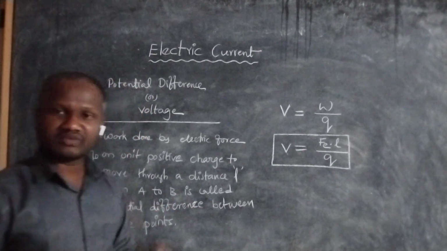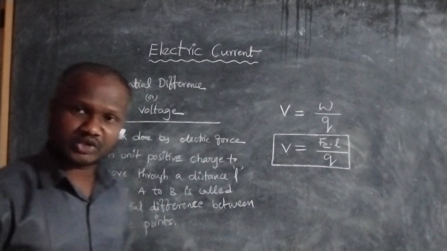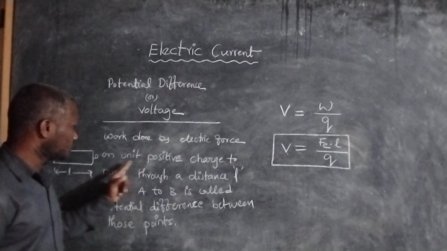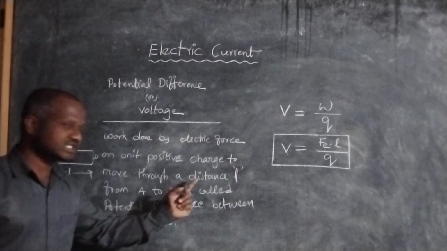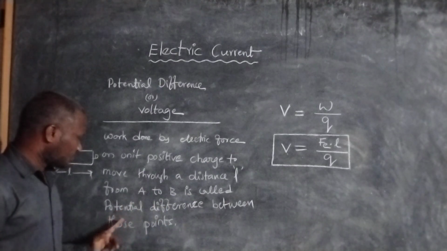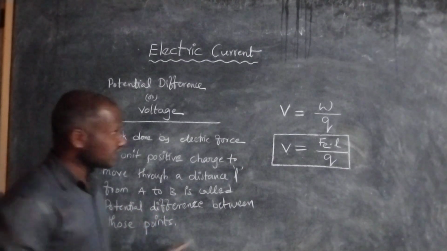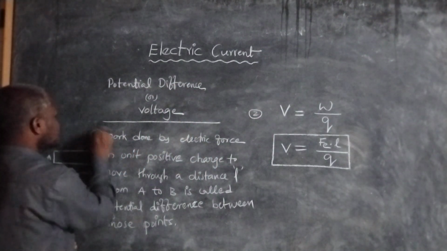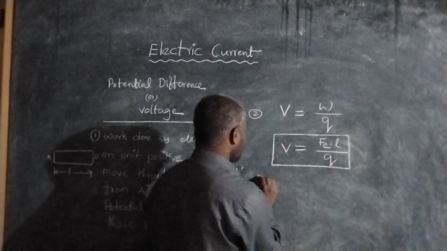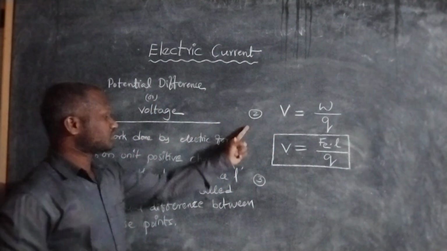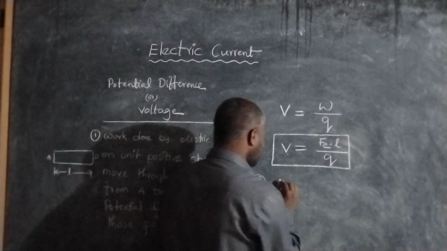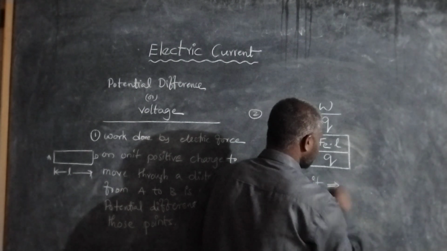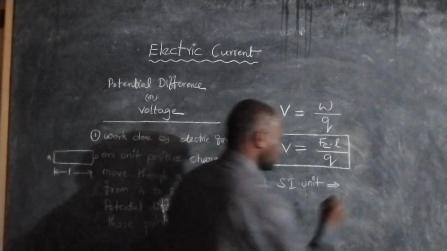Okay, so in examination, while writing the differences between potential difference and electromotive force, you write the heading, and first point you write the definition, that is work done by electric force on unit positive charge to move through a distance L from A to B is called potential difference between those points. And mathematical expression, you consider this as a second point, and for the third point you can write the unit, SI unit. So SI unit of potential difference or voltage is nothing but volts.